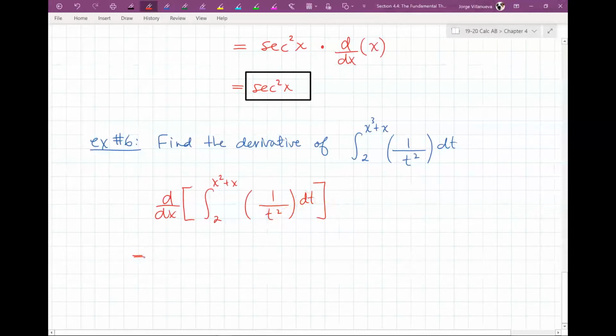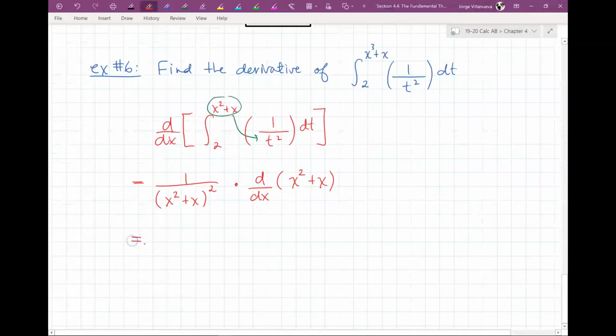So what's my first step? Plug it in. Get that and plug it in. So it's going to look like this. 1 over x squared plus x squared, because I just plugged x squared plus x where the t is. And then I have to put d dx of x squared plus x. What's the derivative of x squared plus x? 2x plus 1 divided by x squared plus x squared. And there's your answer.